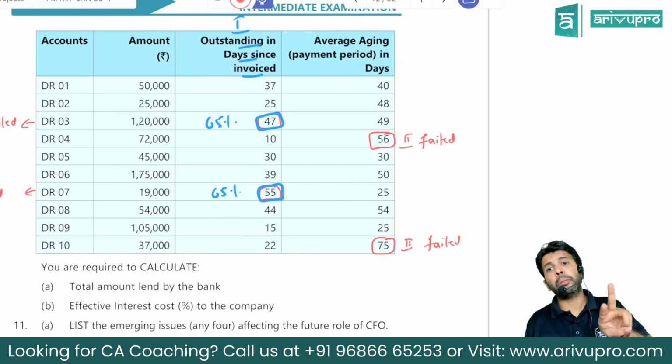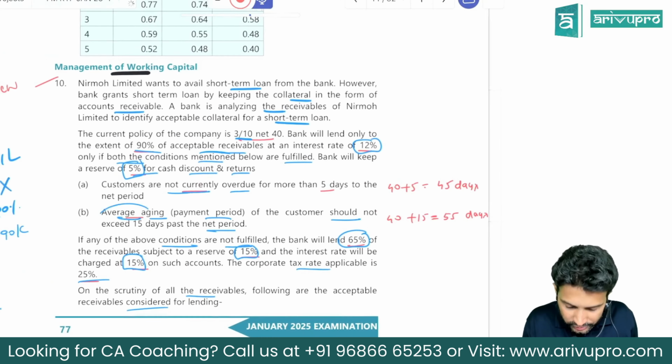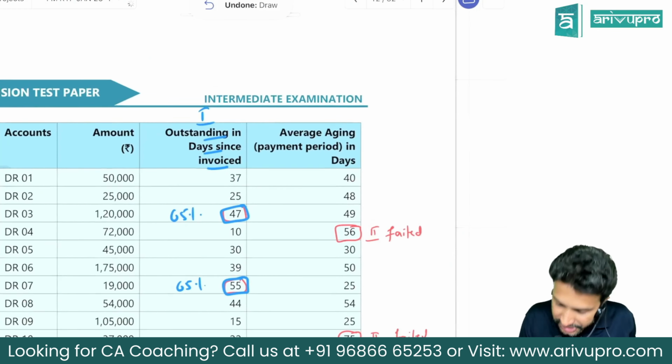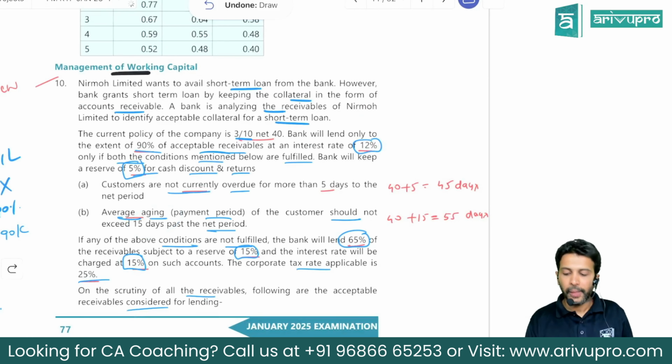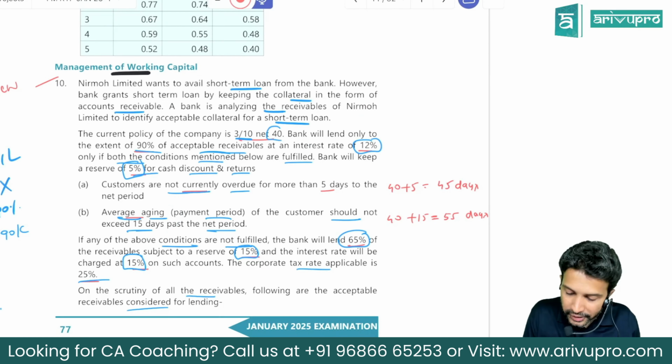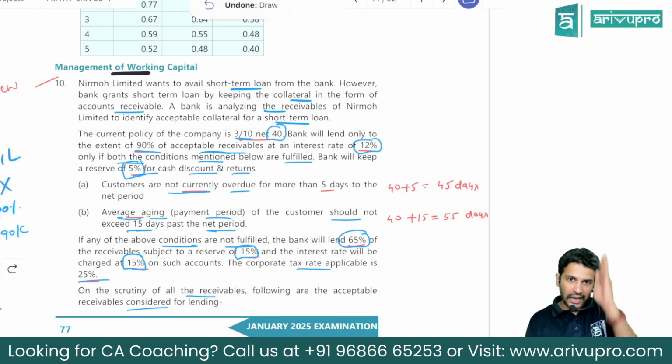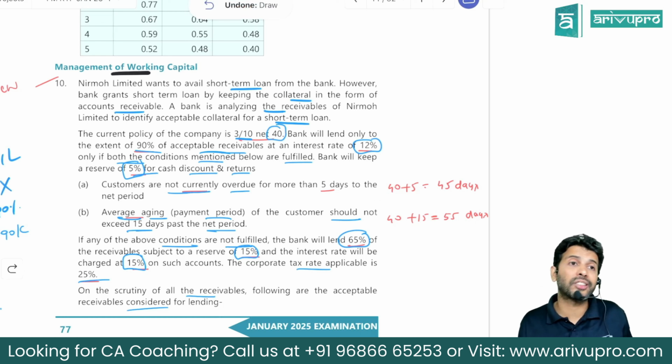Only one condition or one more? The second condition was average aging. Have they given average aging? Yes, here average aging is given. What is the condition for average aging? It should not exceed 15 days to the net period. What is the net period? 40. 40 plus 15, how much is that? 55 days. So average aging should not cross 55.